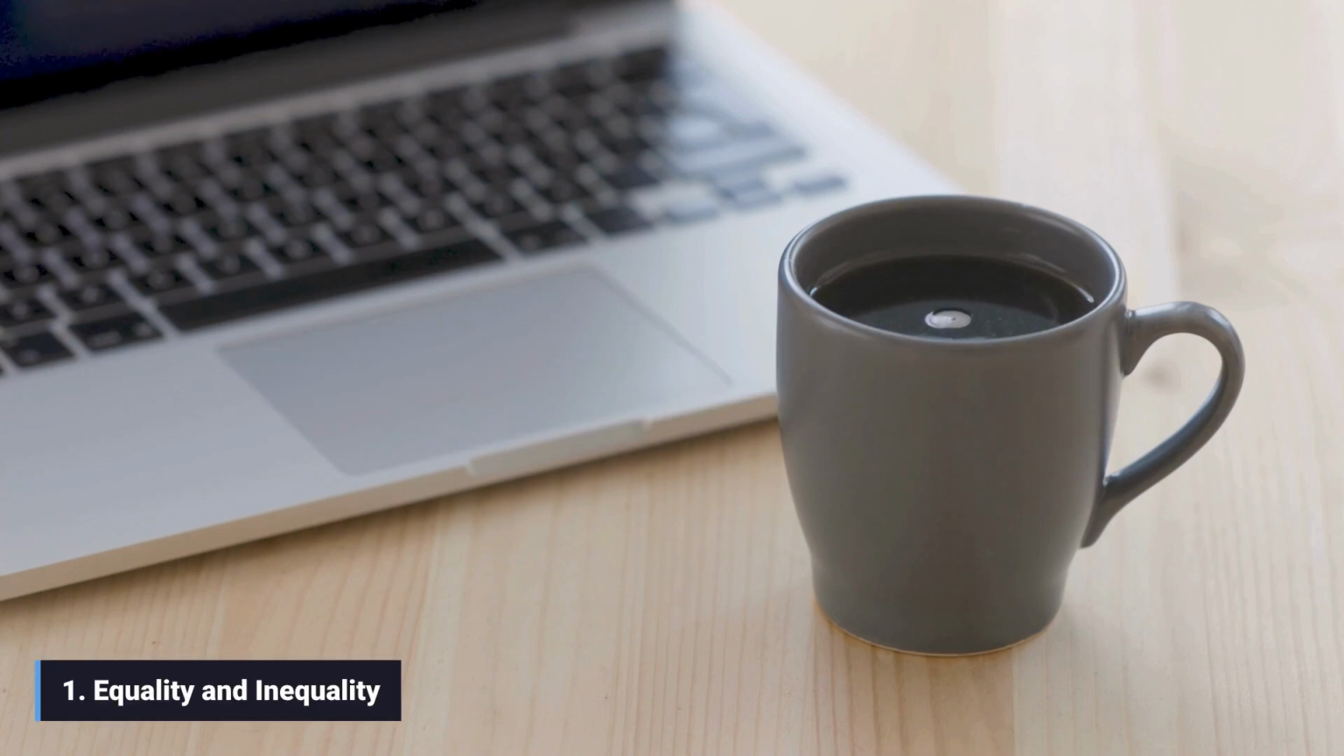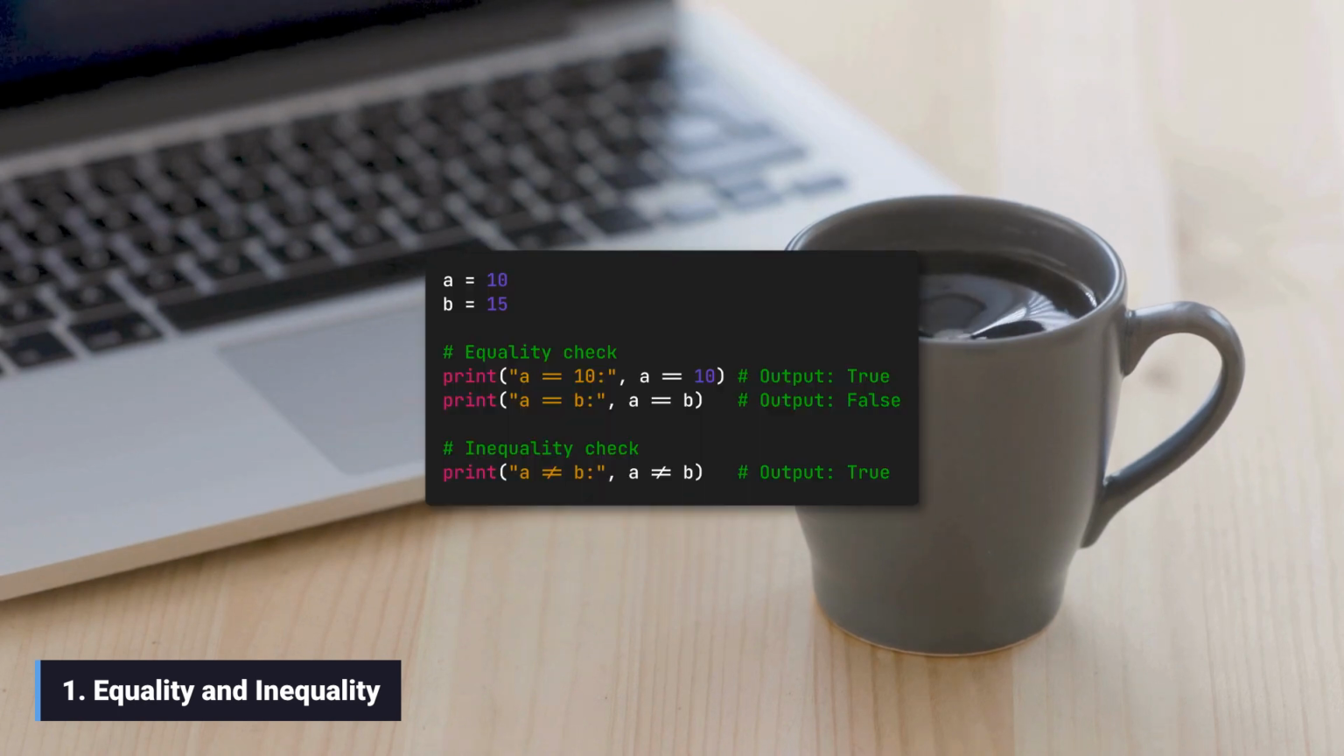1. Equality and inequality. The most frequent comparison is checking if two values are equal, using the double equal sign, and checking if they are not equal, using the exclamation mark followed by the equal sign.